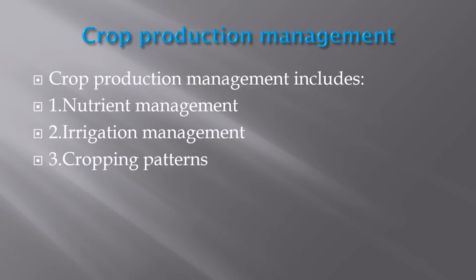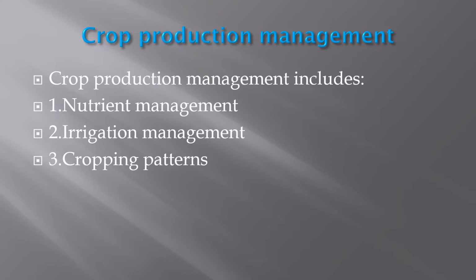Now the next part of our chapter is crop production management. If you remember, we are studying these points in improvement in crop yield. First we studied crop variety improvement. Now we will study crop production management. Crop production management includes nutrient management, irrigation management and cropping pattern. So first of all, what is nutrient management?